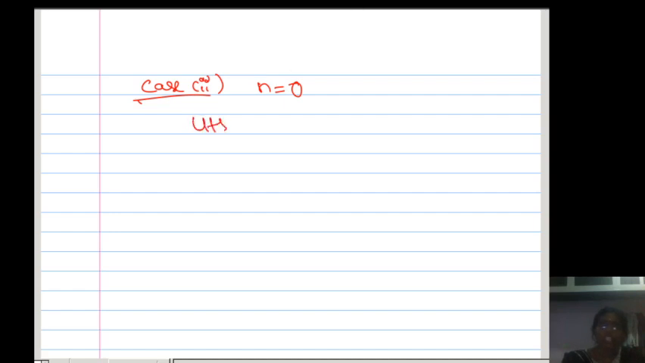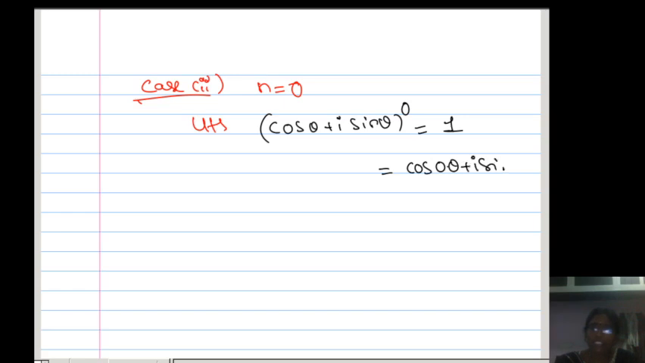On the LHS, (cos theta + i sin theta) whole power 0 is equal to 1, since something to the power 0 means 1. Again, 1 can be written as cos 0 theta plus i sin 0 into theta. Why? Sin 0 into theta, whatever theta is, is 0 only, and 0 into i is 0. Cos 0 theta means cos of 0, which is 1.